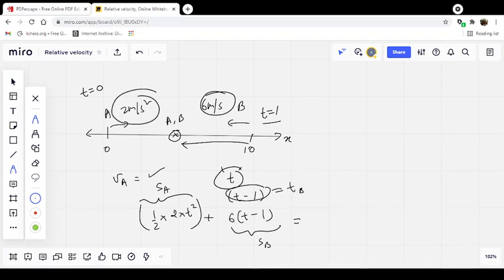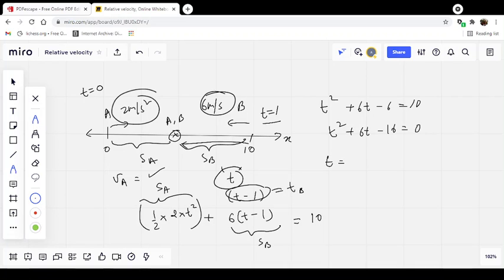And we know that the sum of the distance traveled by A and the distance traveled by B is 10. So this comes to the equation t square plus 6t minus 6 is equal to 10. So t square plus 6t minus 16 is equal to 0. So t would come out to be 8 seconds and minus 2 seconds.